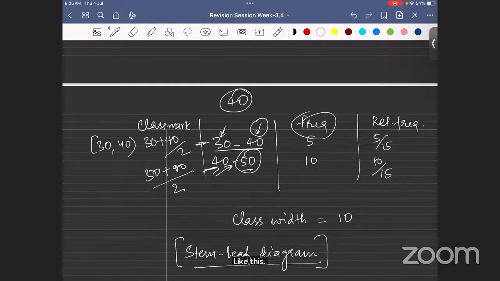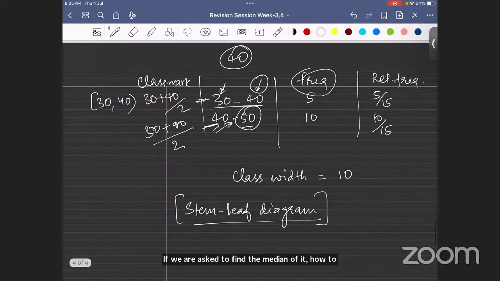Sir, if we are asked to find the median in this case, how do we find it? If I go through that, I'll go through two more rows. Okay, let's first, yeah. You have to multiply.